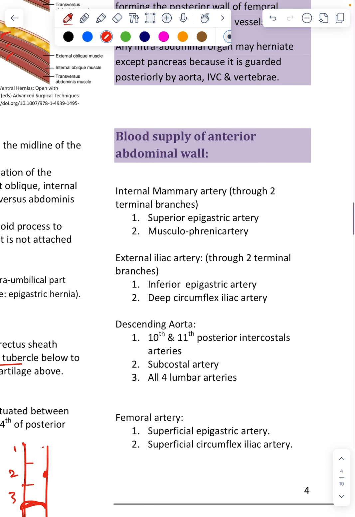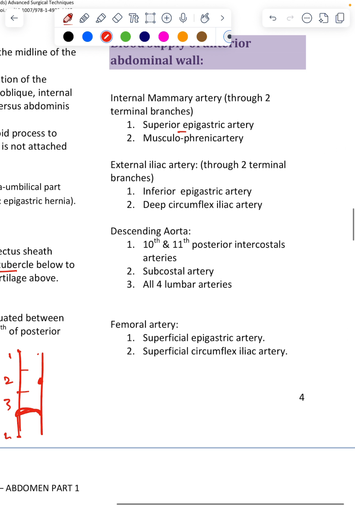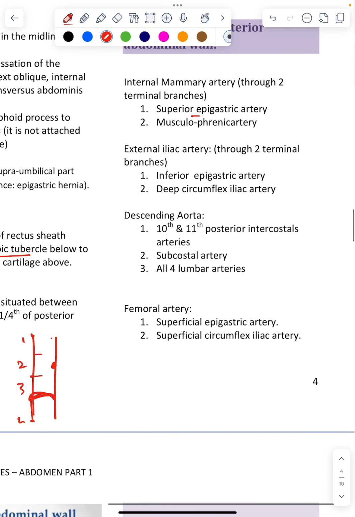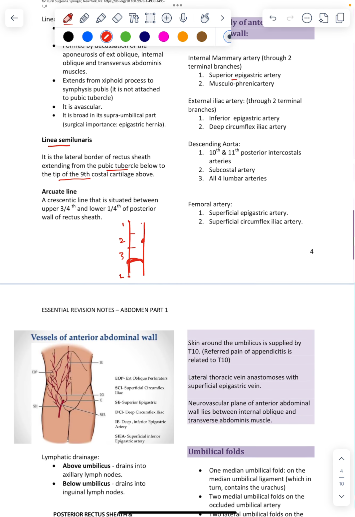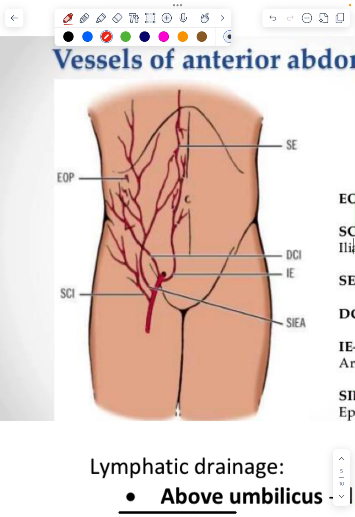Blood supply of the anterior abdominal wall: the internal mammary artery, through its terminal branches, the superior epigastric artery and musculophrenic artery. The external iliac artery gives inferior epigastric from below. This is the superior epigastric artery from above, descending at the costal arches. This is the blood supply. You can see it like this.